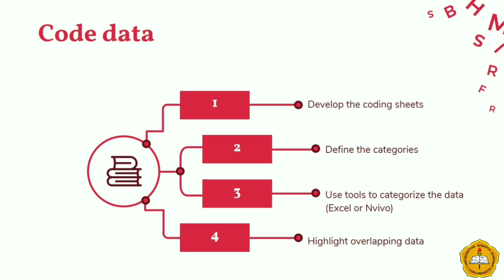Next, coding the data. First, we develop the coding sheets based on the theoretical framework that we use. We need to make sure that we define the categories well and clearly. And we can use tools like Excel or NPeople to categorize the data. And you can highlight the overlapping data or data with special interest.